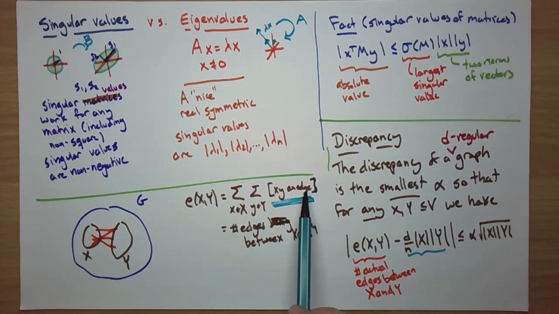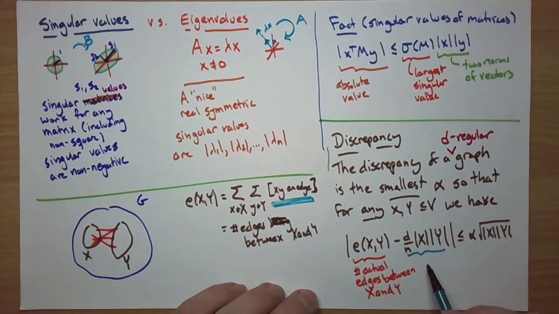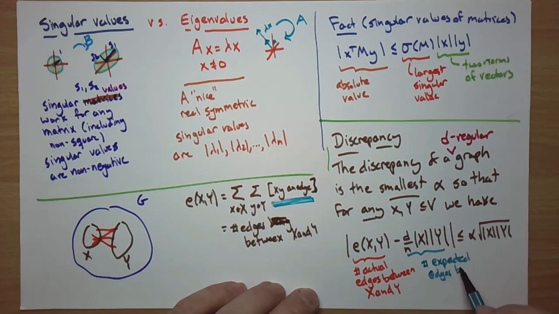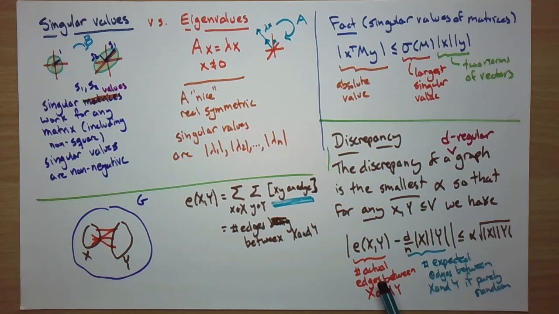And now, if I do it over all possible pairs, the second term is the number of expected edges between x and y if everything's random. Or let's say super random, purely random. So I have the actual number of edges that are present, and I'm saying, well, compare it to the expected number of edges which are present. So in this case, what does discrepancy try to capture?